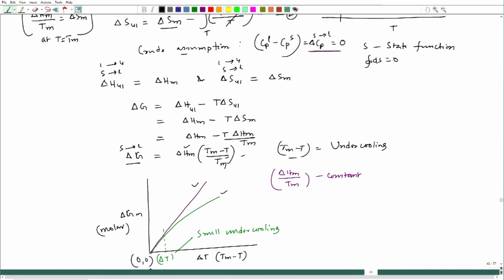This undercooling is a very, very important aspect, and it is basically a thermodynamic quantity. Please remember that this is not related to cooling rate. Undercooling is basically the change in temperature starting from the transformation temperature. Here the transformation temperature is the melting point.